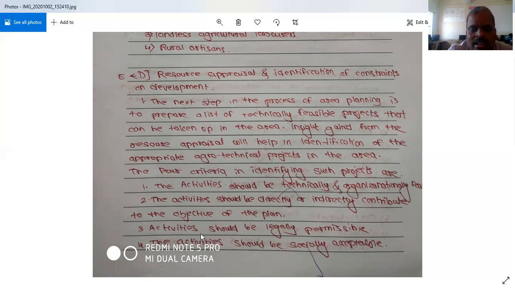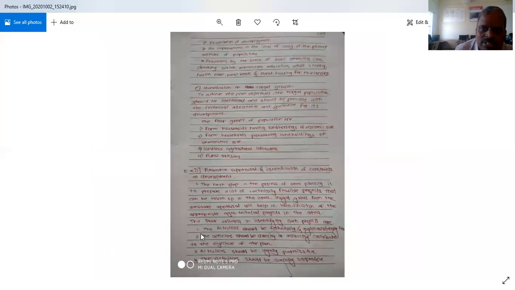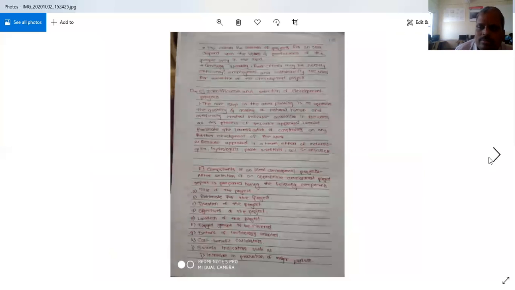The second thing is the activity should directly or indirectly contribute to the objectives of the plan. Each and every point which you are implementing should be in such a way that after completion of that work, it should go to our main target. The third one is the activity should be legally permissible. We should not go for any type of illegal activities. The activity should be socially acceptable. Whichever policy we are implementing, it should be acceptable to the social people.